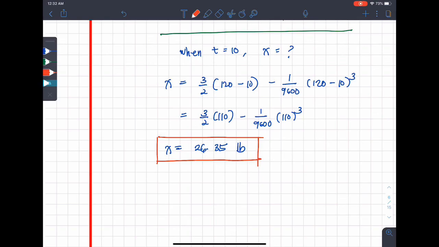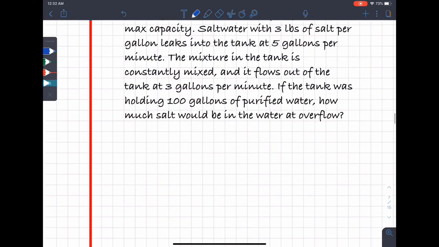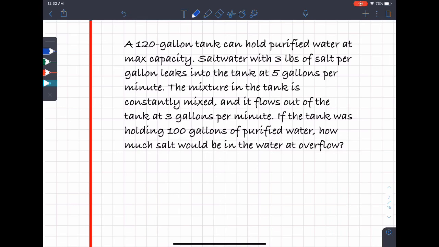And lastly, we have our last problem, which is about a 120 gallon tank which can hold purified water at maximum capacity. Then salt water with 3 pounds of salt per gallon leaks into the tank at 5 gallons per minute. The mixture in the tank is constantly mixed and flows out of the tank at 3 gallons per minute. If the tank was holding 100 gallons of purified water, how much salt would be in the water at overflow?